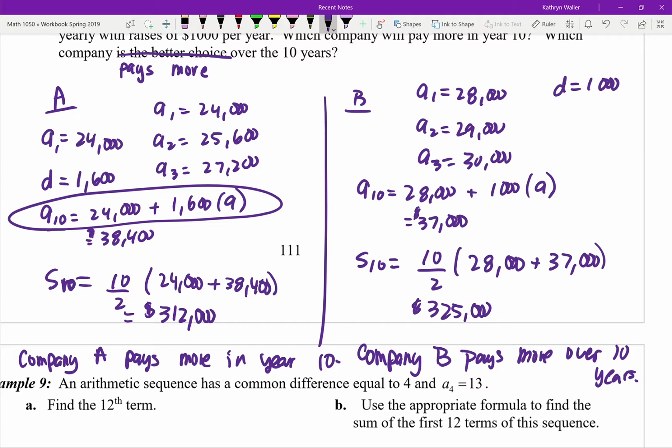You don't get a bonus or a raise or whatever until your first year. You have to go 1 year with no raise. You start at 24,000, you work for a year, and then you get a raise, and then you get a raise. So that's why you have to take the number of years there and subtract 1, because you're getting 9 raises and not 10 raises.